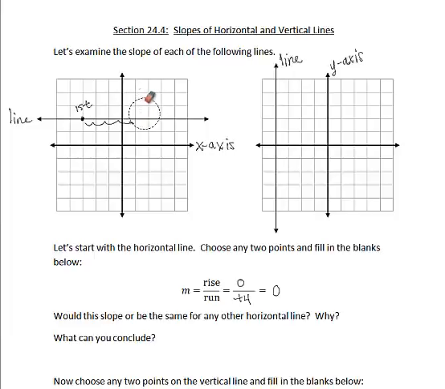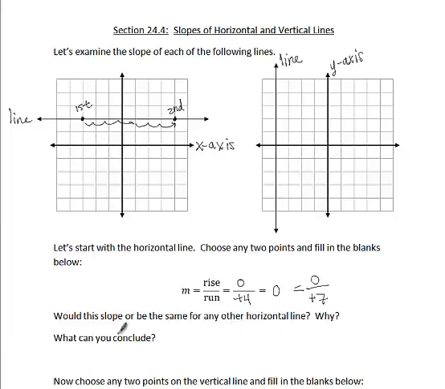Likewise, I could have picked a point further over. Let's say that was my second point. I'd have different numbers for my run. I would now have to go over 1, 2, 3, 4, 5, 6, 7. So my run would be a plus 7. But still, to get to the second point, I didn't go up or down, so the rise would be 0, and 0 divided by 7 is still 0.